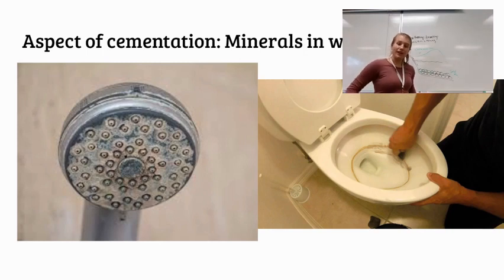Same with the toilet. I know it's not the best picture, but if you have rust in your water, or iron in your water, I should say, it creates a reddish color, and that might create a ring on your toilet bowl right where the water sits, because over time it's depositing that iron onto the toilet.